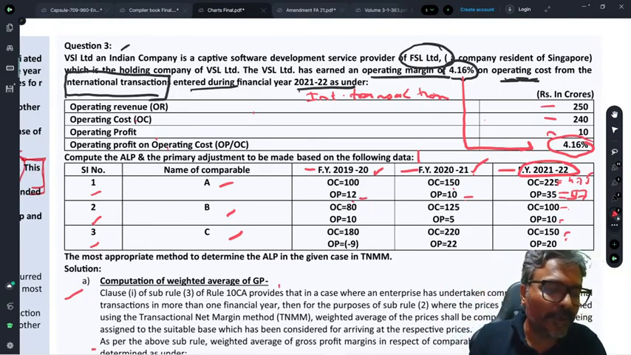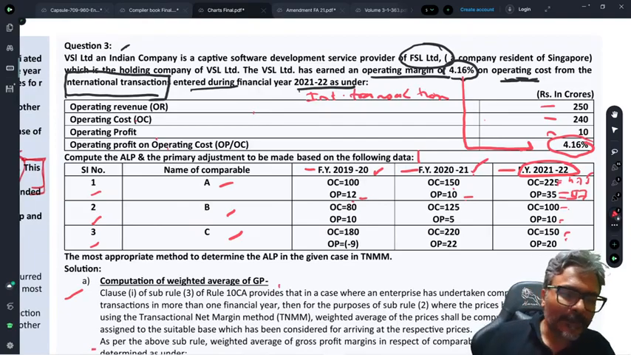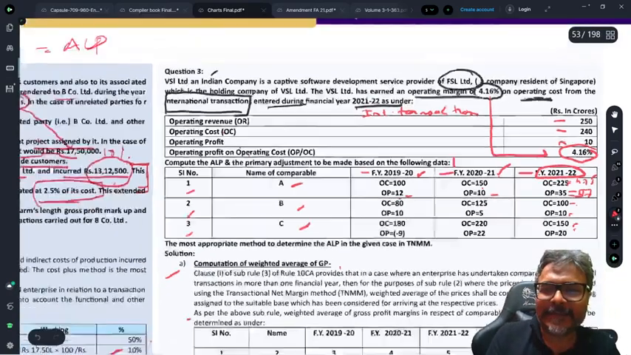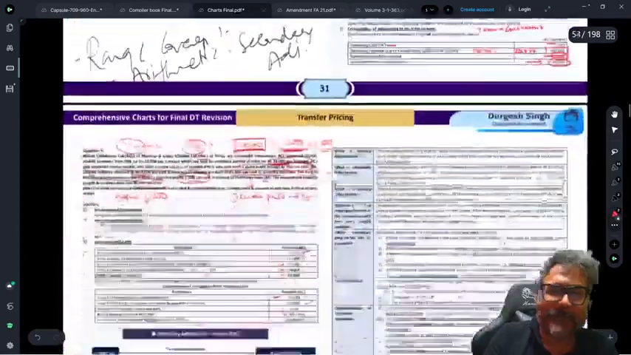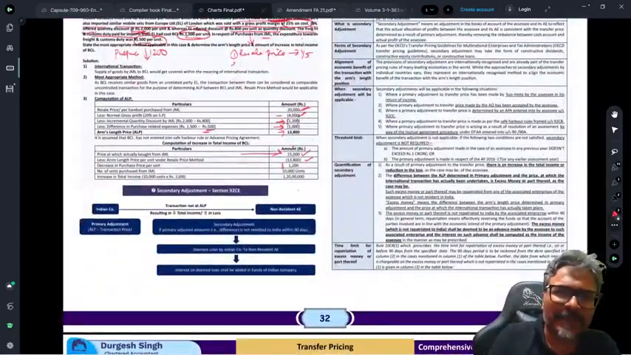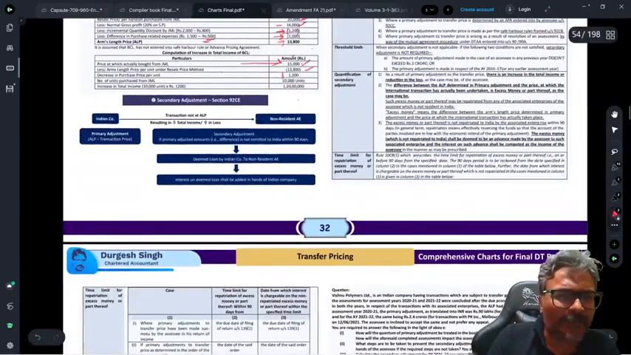I hope that every one of you is clear with this one, students. All of you. And that exactly is the game that you will have to play on the day of the examination. Students, secondary adjustment, can I give it to you? I think secondary adjustment, students, all of you are clear.